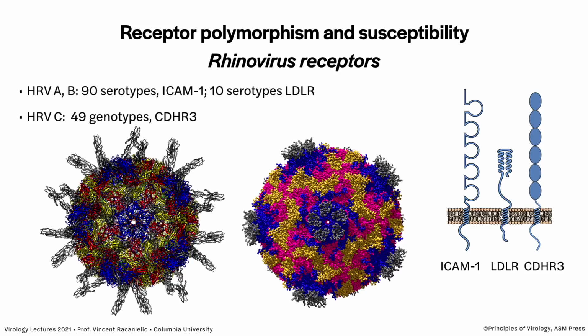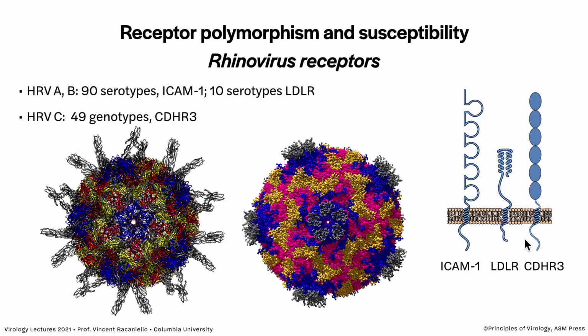One more story to tell you, which is very cool, and this is about how the gene encoding the receptor and polymorphism, that is amino acid differences from individual to individual, can control susceptibility. And this is for rhinoviruses. There are three types of rhinoviruses, A, B, and C, and there are three different receptors that are engaged by these viruses. We have ICAM1 for many serotypes, and this is a multi-Ig-like domain protein. For the 10 serotypes, they use the low-density lipoprotein receptor, which we encountered earlier, which is shown here. And by the way, this is ICAM1 binding in the canyon of these other serotypes as opposed to LDL on the surface. And then the rhinovirus Cs bind a protein called CDHR3, which has this kind of repeat structure.